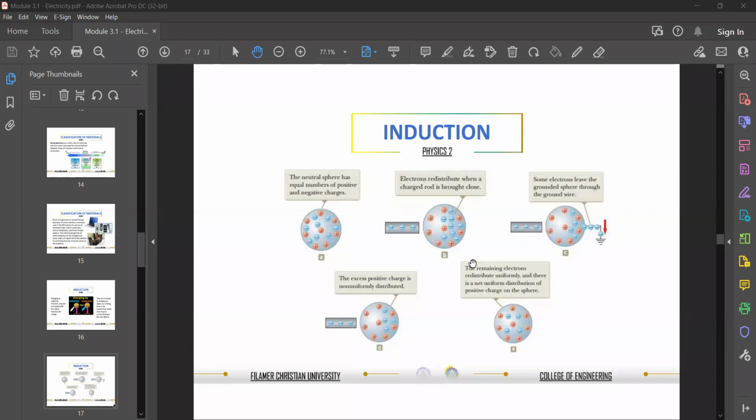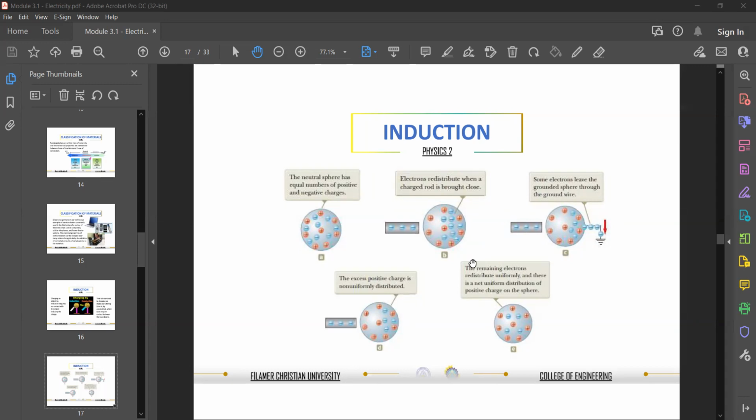So this process, of course, happens even if the rod never actually touches the sphere. I think ma-demonstrate yun with the use of magnets. Diba? So may duwa ka magnet. So try mo isugpon ang north kag south, and then north and north and south and south. So what happens? Okay?